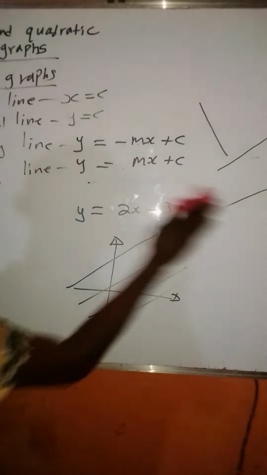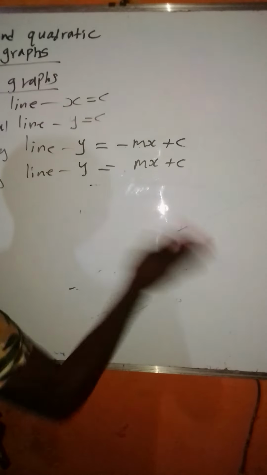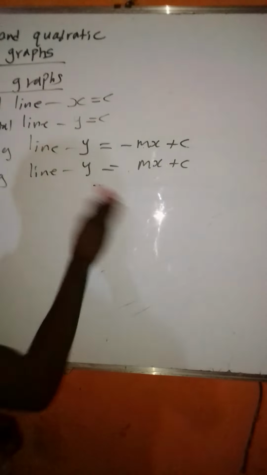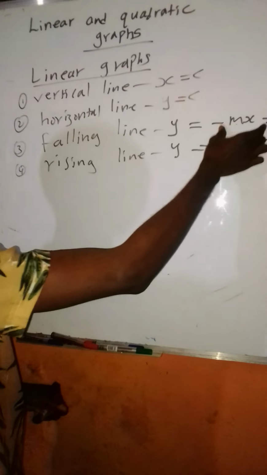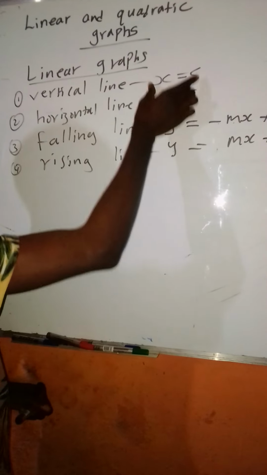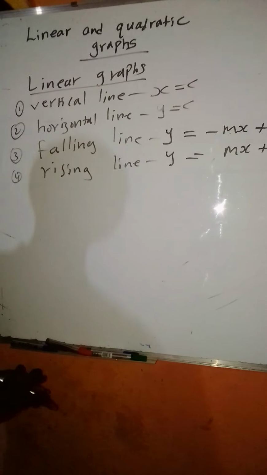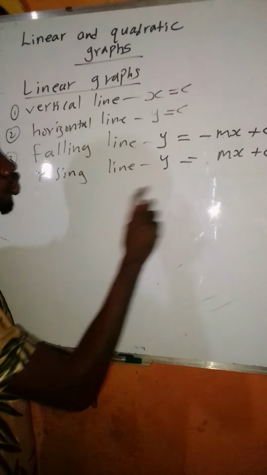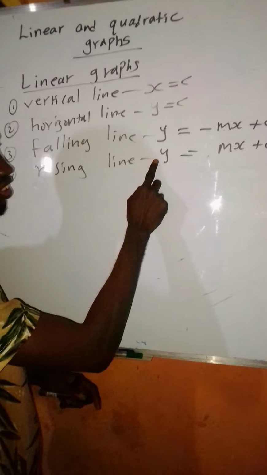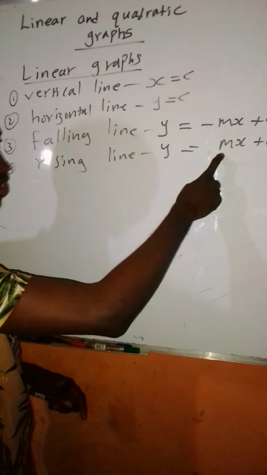So overall now, we have four types of lines: the rising, the falling, the vertical, and the horizontal. Before you can plot any graph, you must know whether this line is rising, or this line is falling, this line is horizontal, or this line is vertical. These are the four types of lines we have to consider. Now, how can we determine? Let's lay much focus on the falling and the rising. So how can we know that this line is falling or this line is rising?